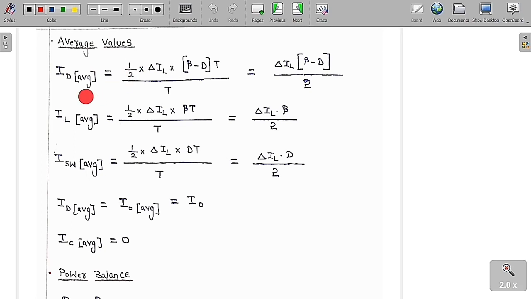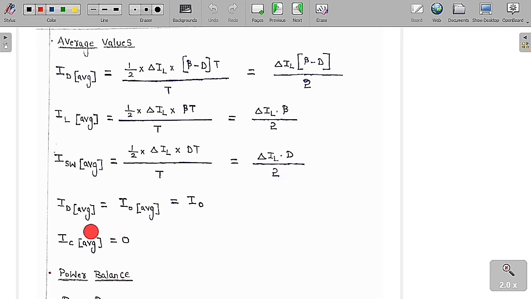Now I am going to find the average values. I have already told you the average value of the diode current, which you can get from the graph: half into delta IL into beta minus D into T by T. T cancels, and we get delta IL into beta minus D by 2. Similarly, the average value of the inductor current is half into delta IL into beta T by T, which gives delta IL into beta by 2. Similarly, the average value of the switch current is half into delta IL into dt by T, which gives delta IL into D by 2.